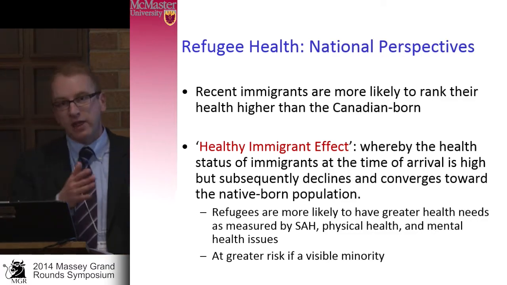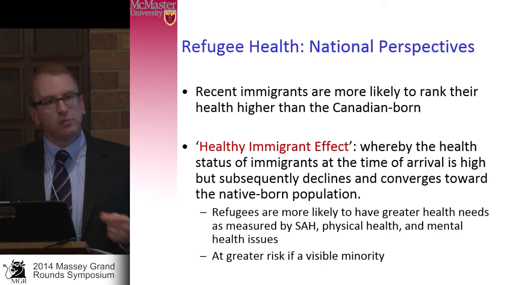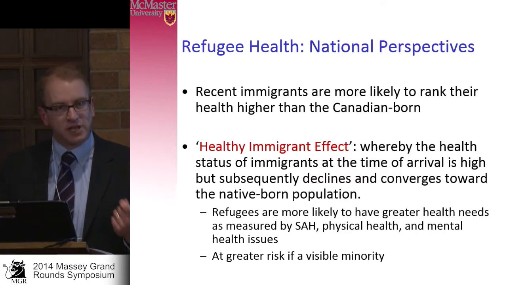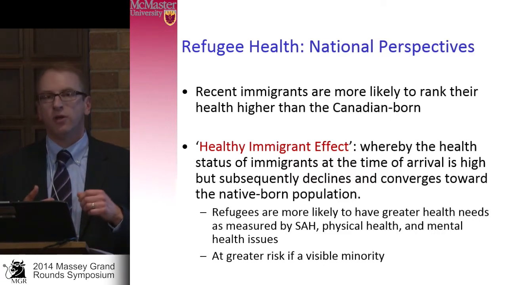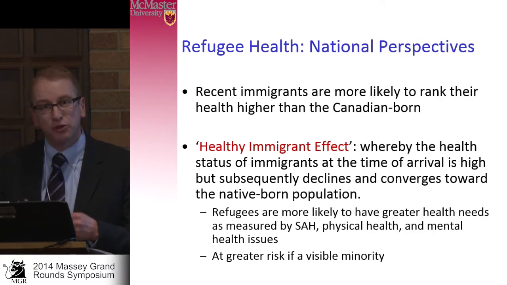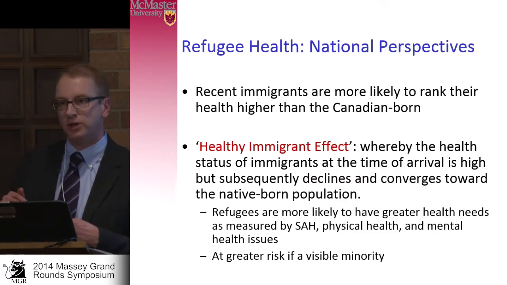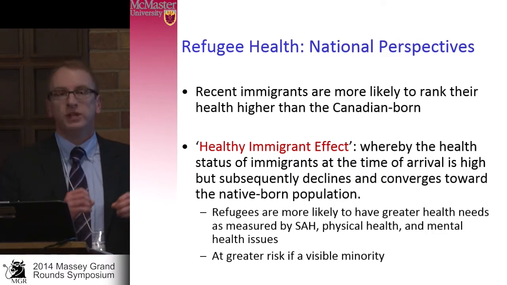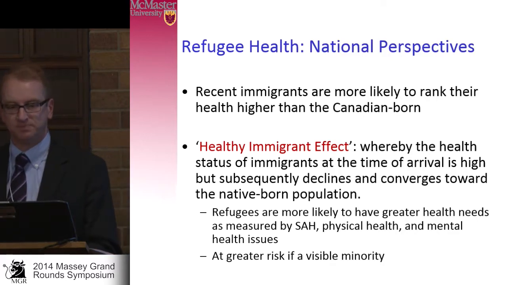In the same way that you would compare to your peers. But this healthy immigrant effect is seen beyond just this self-assessed health measure, and in terms of other measures: physical health, mental health issues, something like the HUI3, the Health Utilities Index, which takes a look at a variety of different health indicators. So we see this consistently. We see it in Canada as well. We see it in the US. We see it in Australia. We see it in Great Britain, and so on.